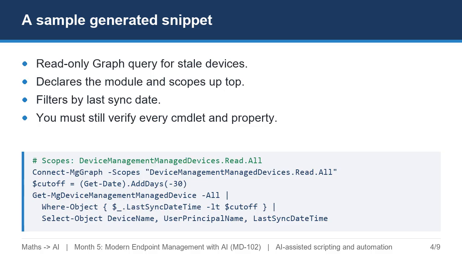Here's the kind of read-only snippet you might get back. It declares the scope, connects to Graph, sets a 30-day cutoff, and filters stale devices. Looks clean, right? But before you trust it, ask, does Get-MgDeviceManagementManagedDevice actually exist with those parameters? Is the property really called lastSyncDateTime? You check the docs, you don't assume. That habit is what separates safe automation from a broken script.